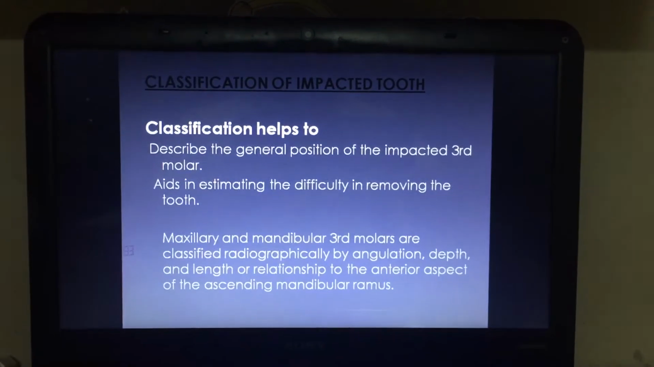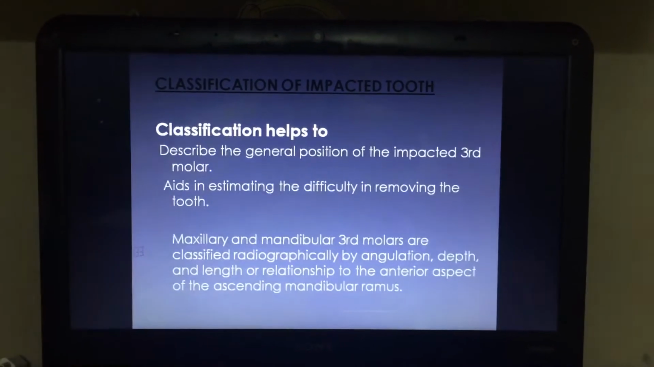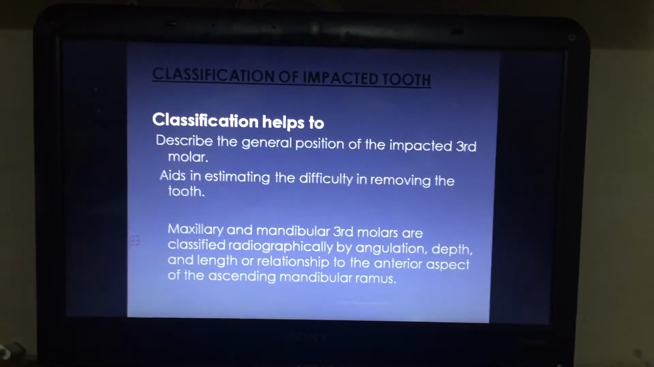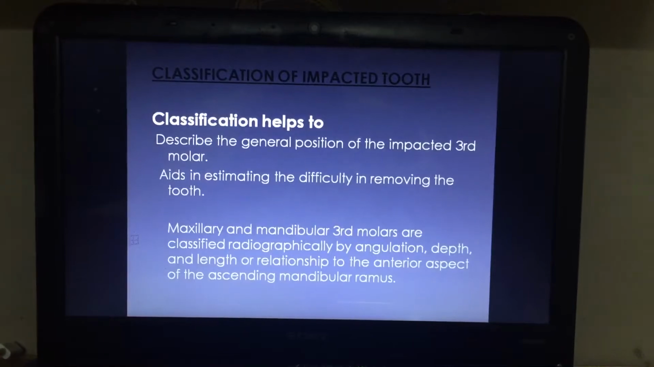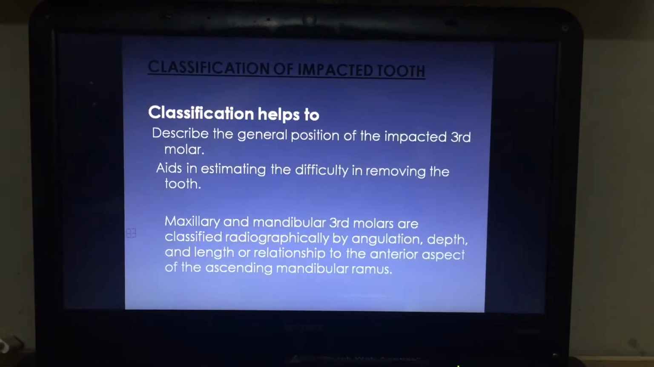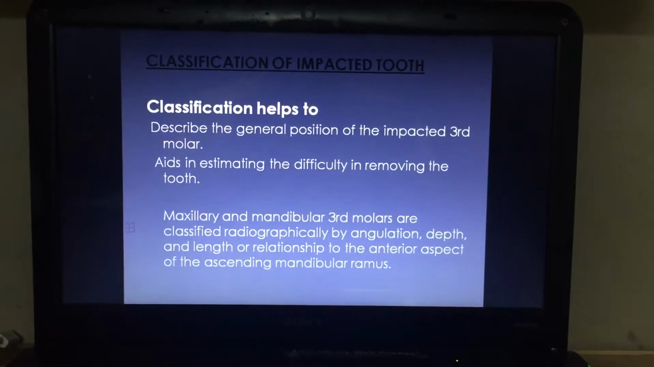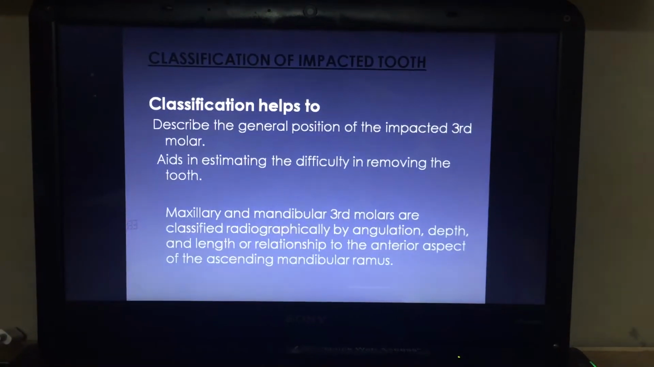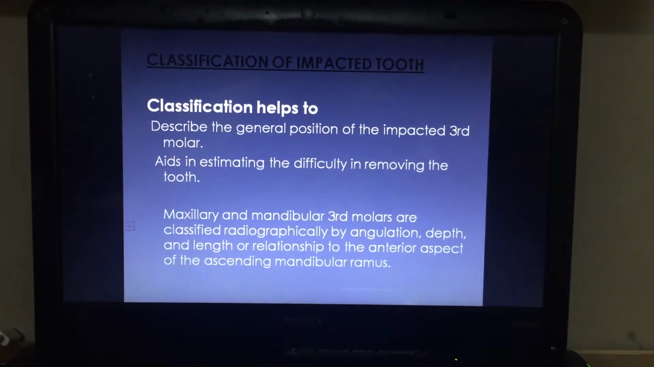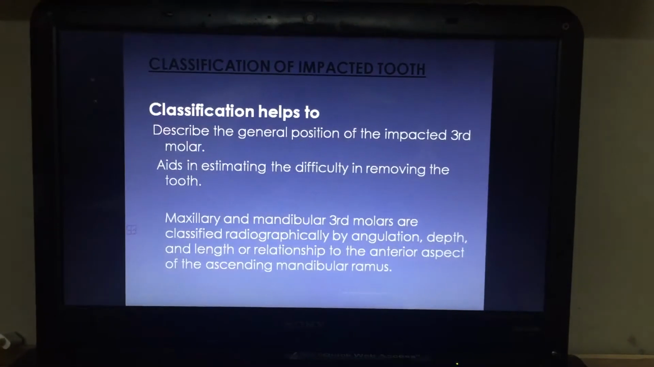Now we are going to talk regarding the classification of impacted teeth. The classification helps us to describe the general position of the impacted third molar. That means we are going to read regarding the position of the third molar relative to the adjacent tooth. This classification also aids in estimating the difficulty in removing the tooth.